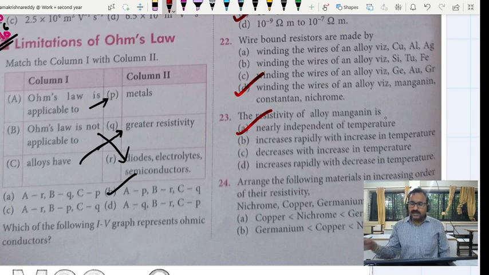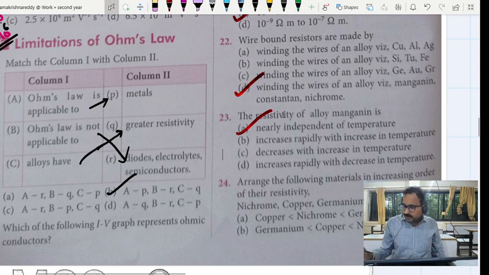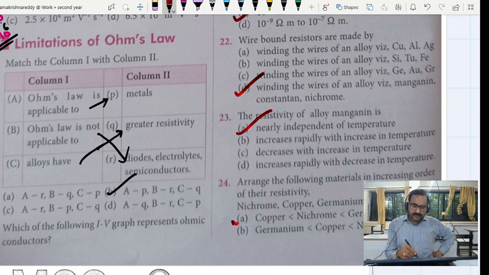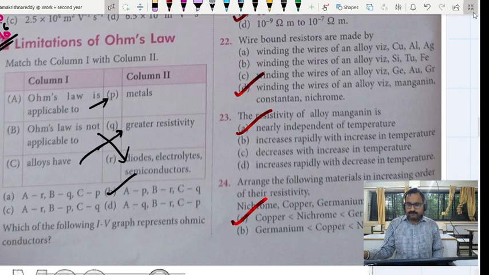Arrange the following materials in increasing order of resistivity. Copper, nichrome, germanium, silicon are given. So what order do we get there? That is the first option. Why is it the first option? I will show you.